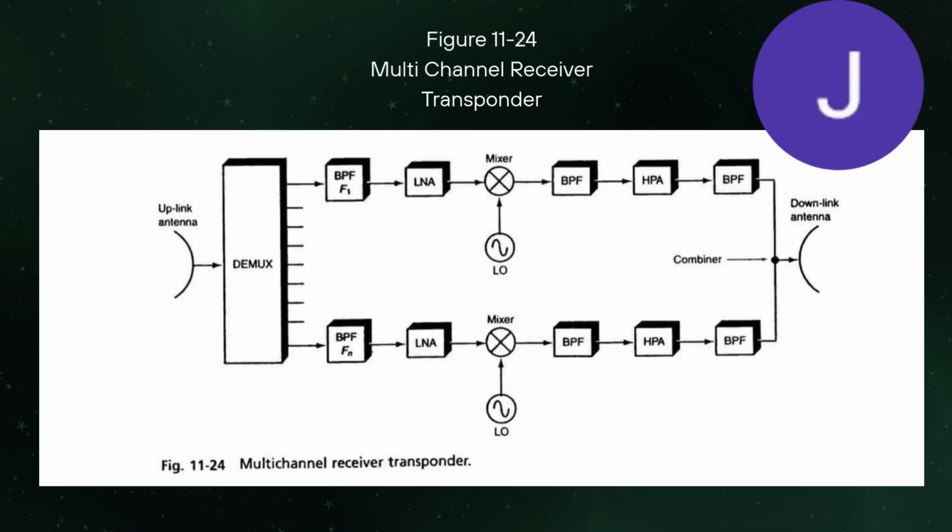And in this block diagram of the multi-channel receiver transponder, the signals are separated, processed individually and recombined, unlike the other figure. And the advantage of this kind of multi-channel receiver transponder is that it makes efficient use of bandwidth. Then it supports many users simultaneously and not just one at a time.